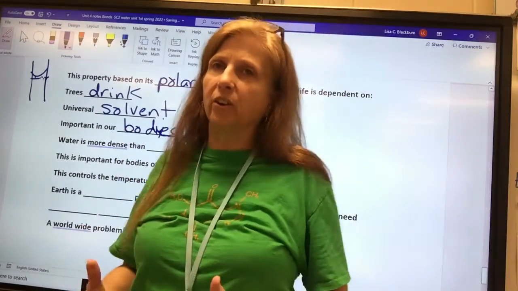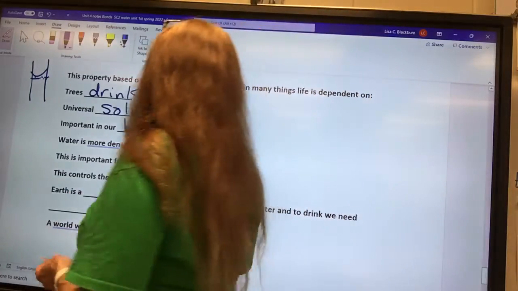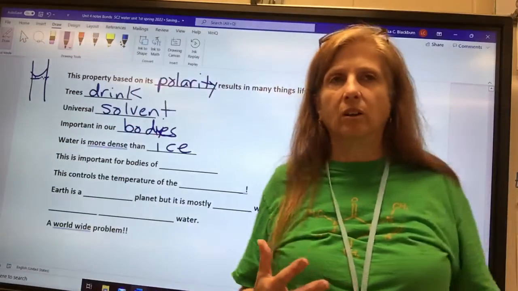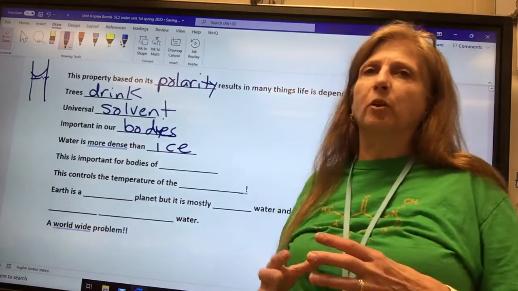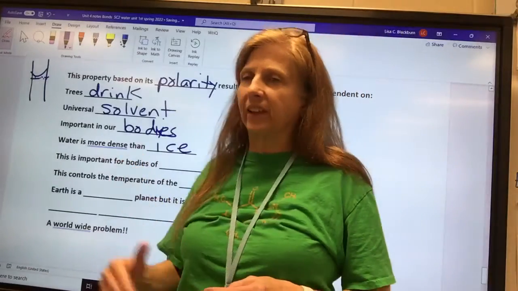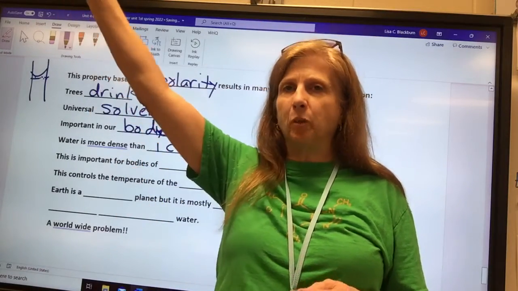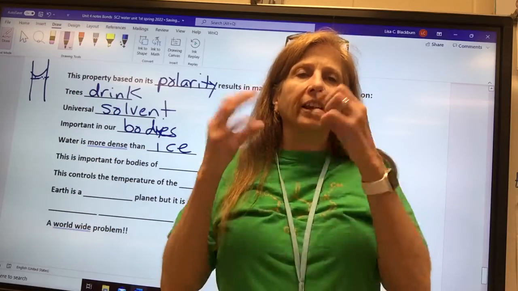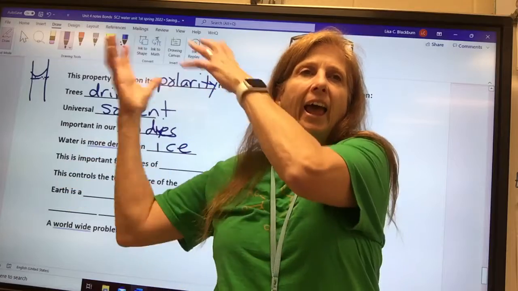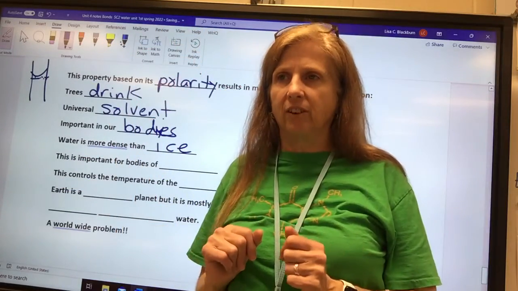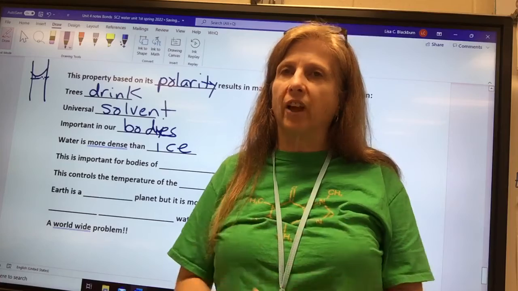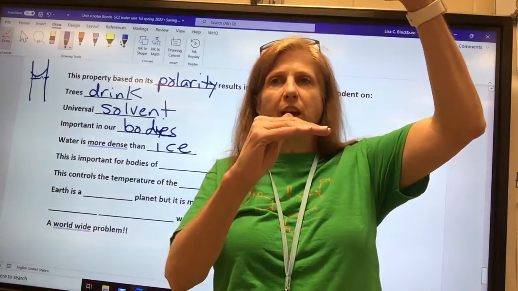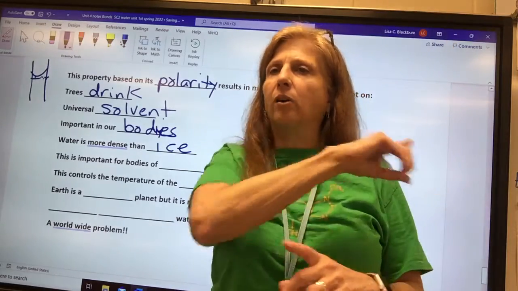So this is another huge one. Water is more dense than ice. Okay, now that's a big deal. It's the polarity of water that makes water more dense than ice. Most elements on the periodic table, most compounds, the solid is the most dense, the liquid is second dense, and gas is the least dense. Does that make sense? But with water, it's the other way around. Water is the most dense, then ice, then water vapor. The reason why is because water is polar.